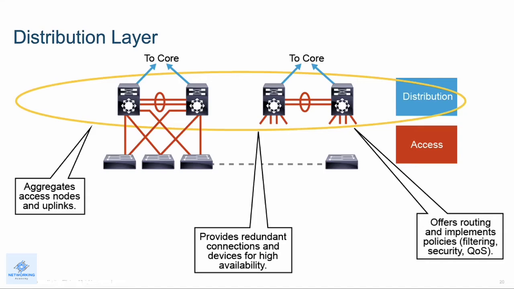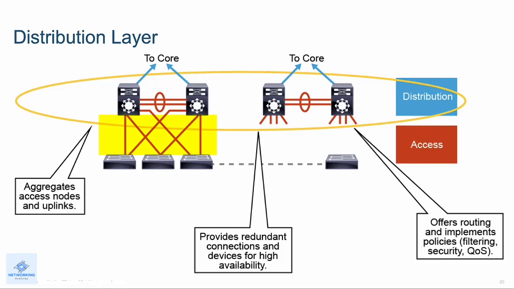On this next slide, we depict the distribution layer, and the distribution layer is classically where you will find your services. It also serves as an aggregation point for all of the access nodes going northbound, and you'll notice that some of the access nodes, the access level switches, are actually dual homed.